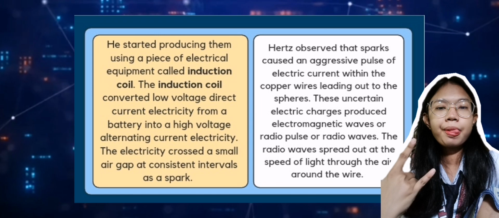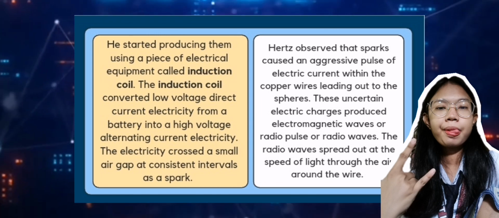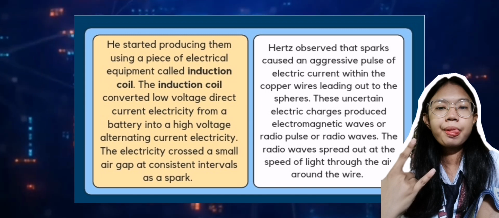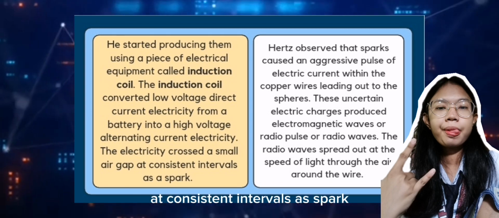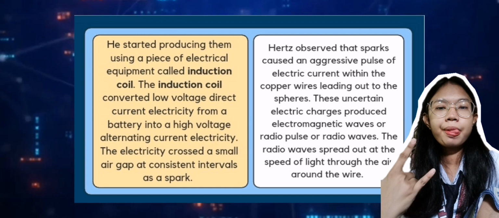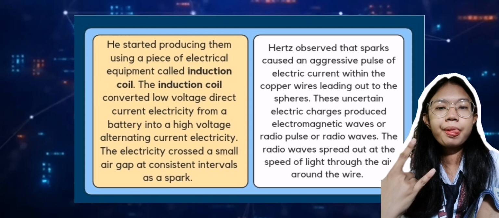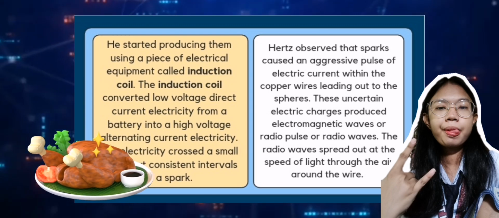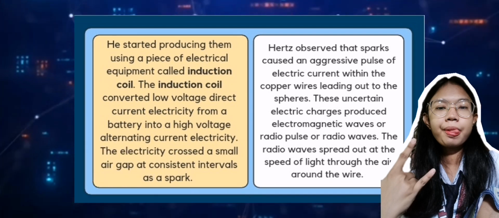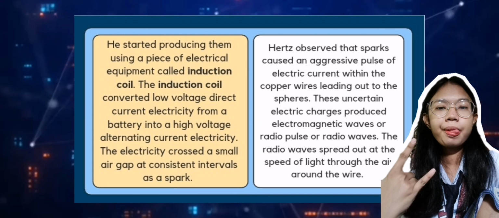The induction coil converted low voltage direct current electricity from a battery into high voltage alternating current electricity. The electricity crossed a small air gap at consistent intervals as a spark. Hertz observed that sparks cause an aggressive pulse of electric current within the copper wires leading out to the spheres. These uncertain electric charges produce electromagnetic waves, or radio pulses, or radio waves. The radio waves spread out at the speed of light through the air around the wire.